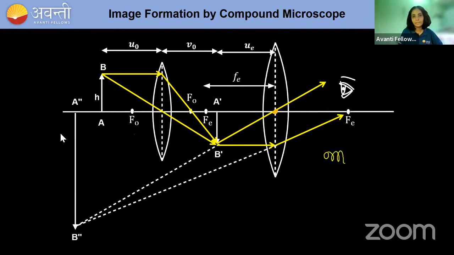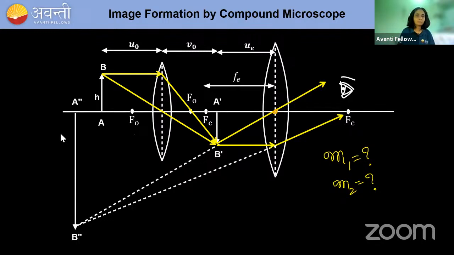Our task is to write M net, and for that I need M1. M1 is equal to what? And then I need M2 is equal to what? Okay, so I need these two things.